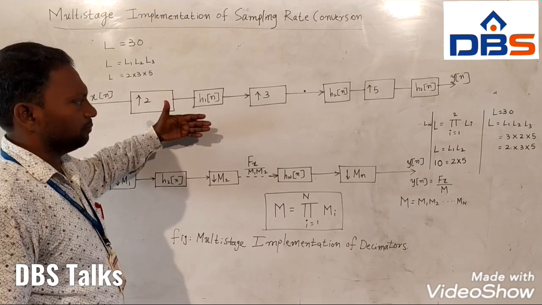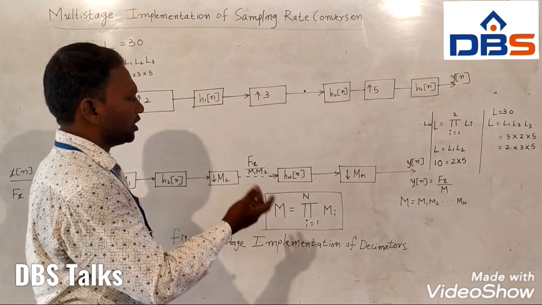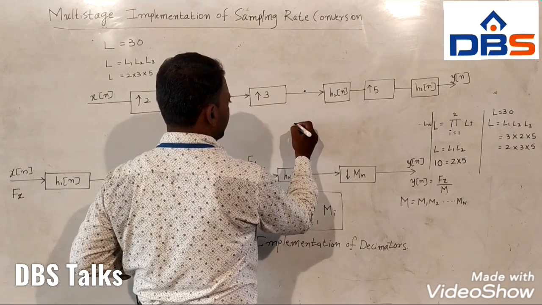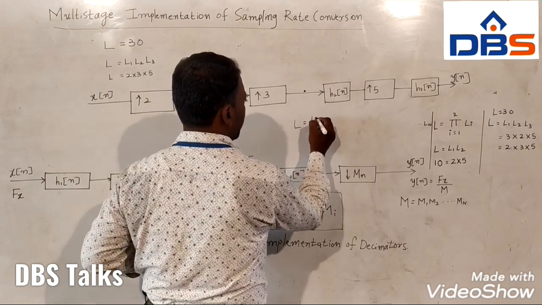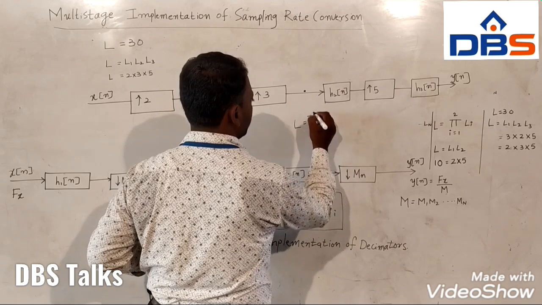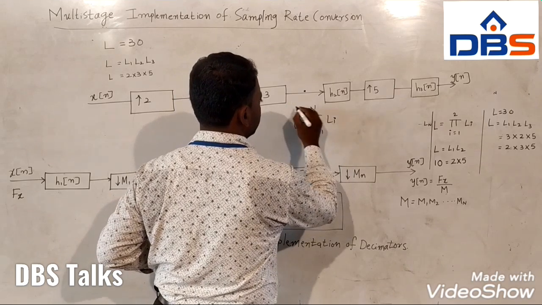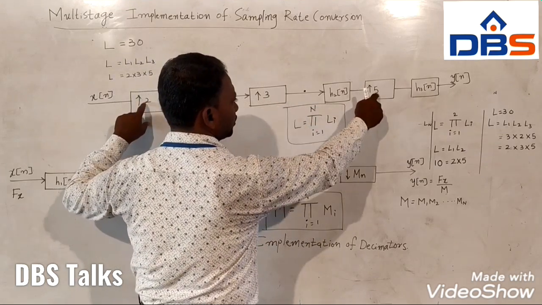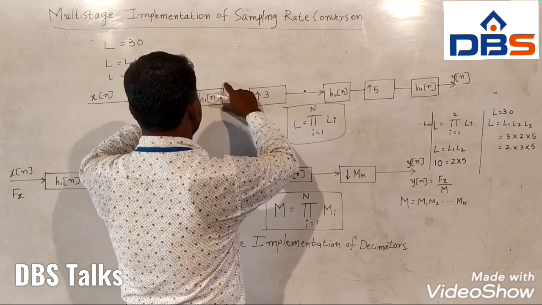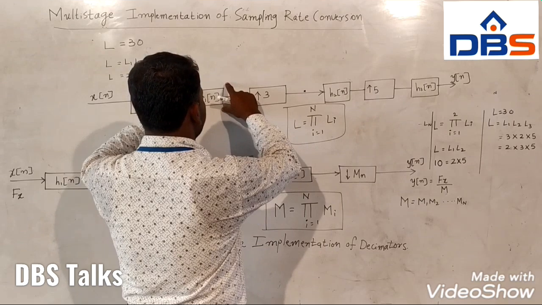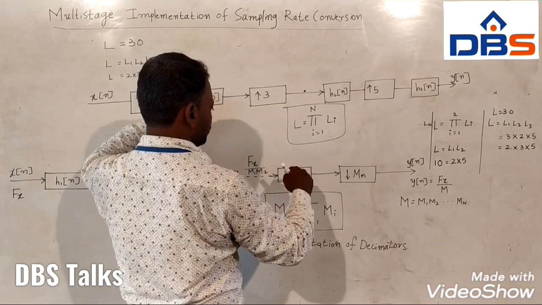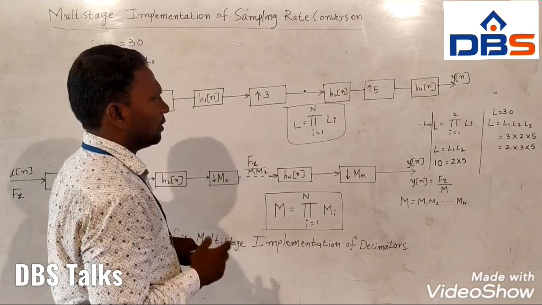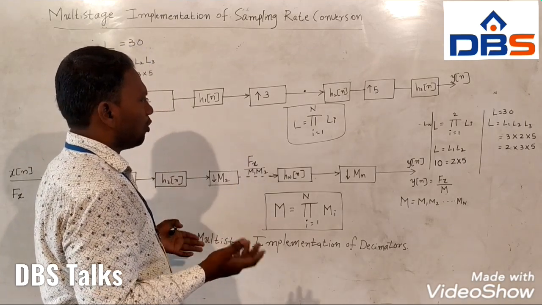Then H2N, the second anti-imaging filter. After that, upsampled by 5, and this is the last filter, that is H3N. So this is your YN. Therefore this is a three-stage implementation for L equal to 30.